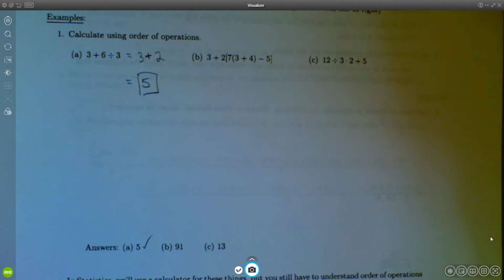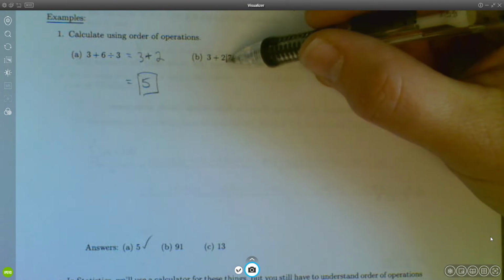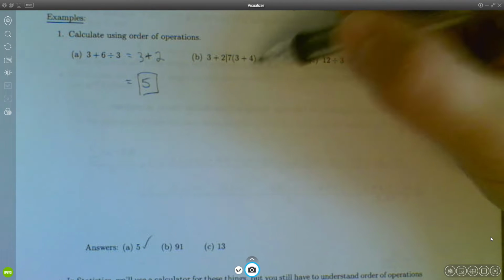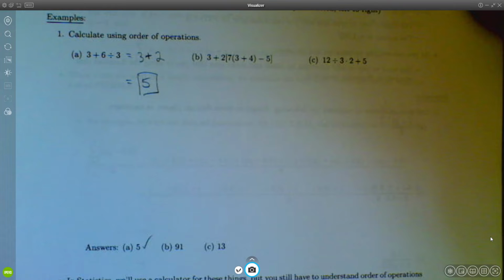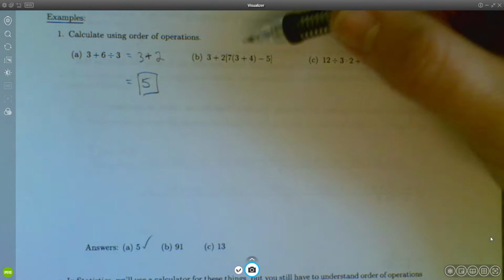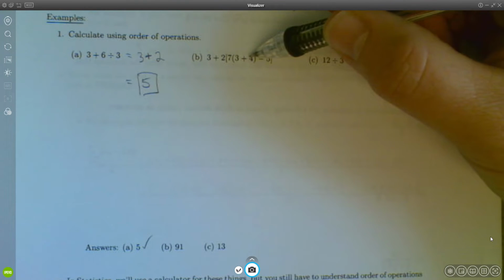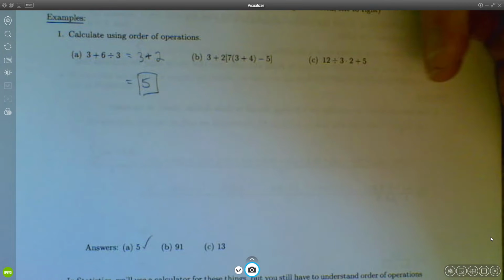Part B. This time I do have some parentheses. In fact, I have two sets of parentheses. I have some brackets here and then some parentheses here. So when you have that scenario, you always work from the inside out. So I'm going to do this innermost set of parentheses first.